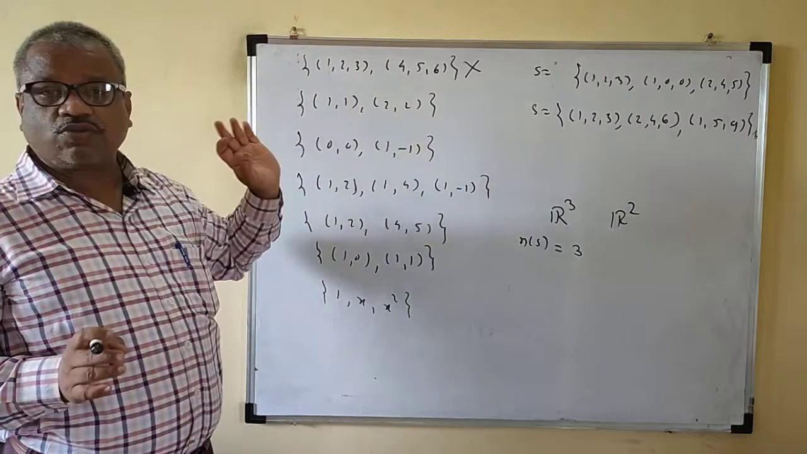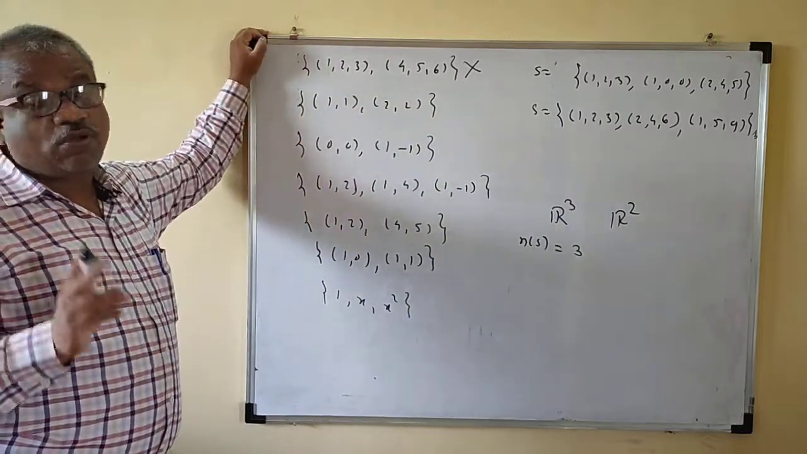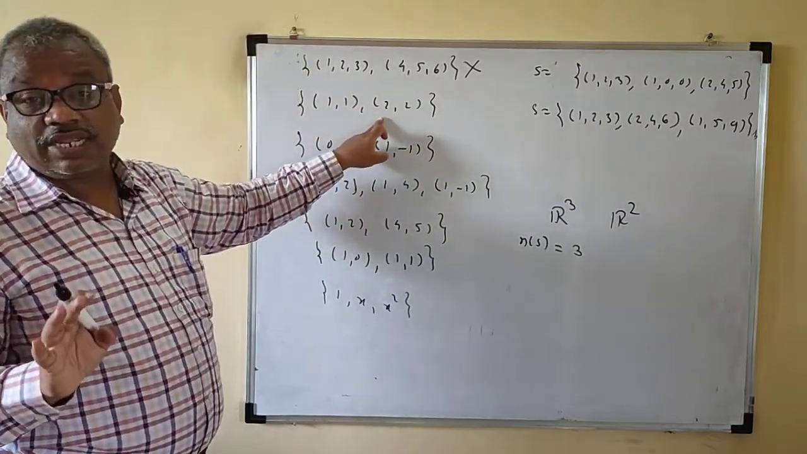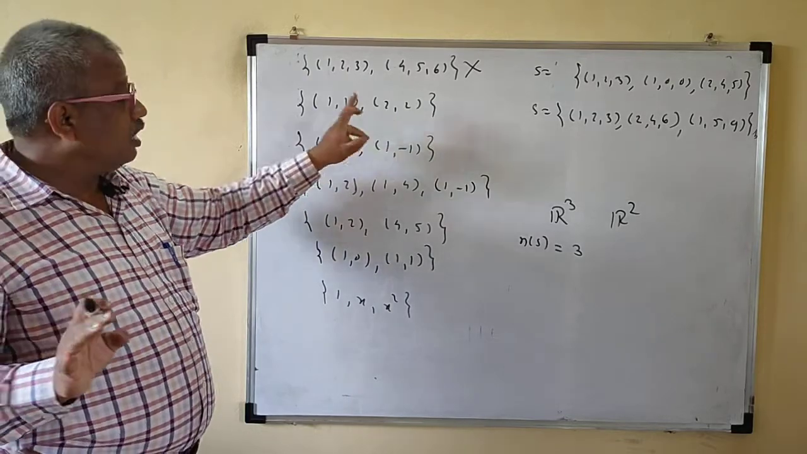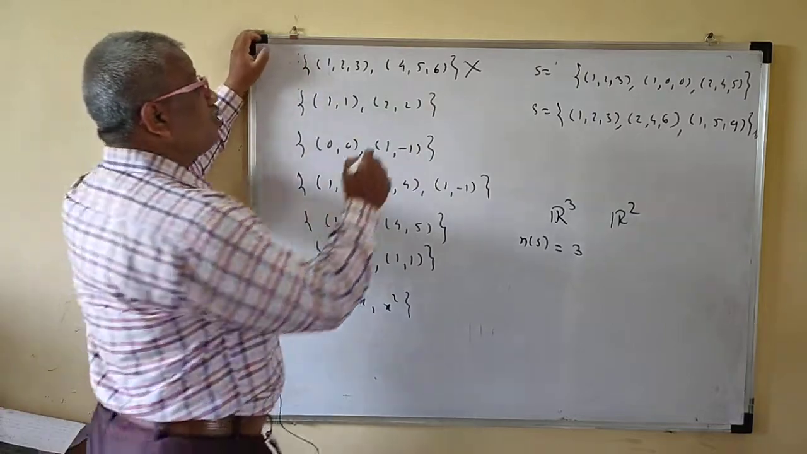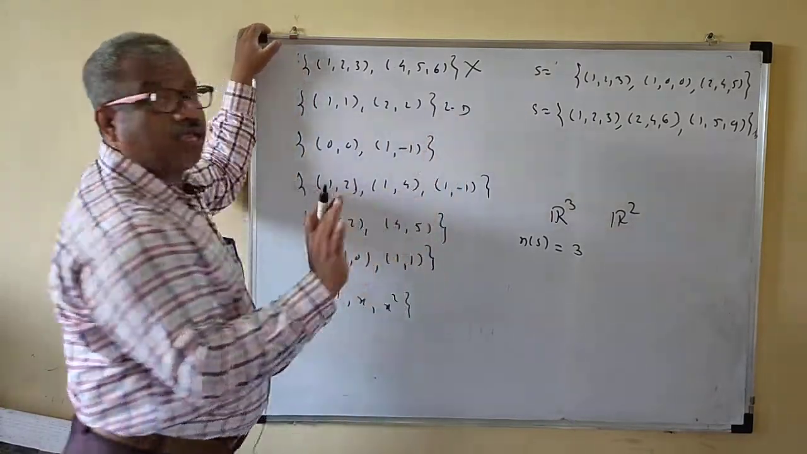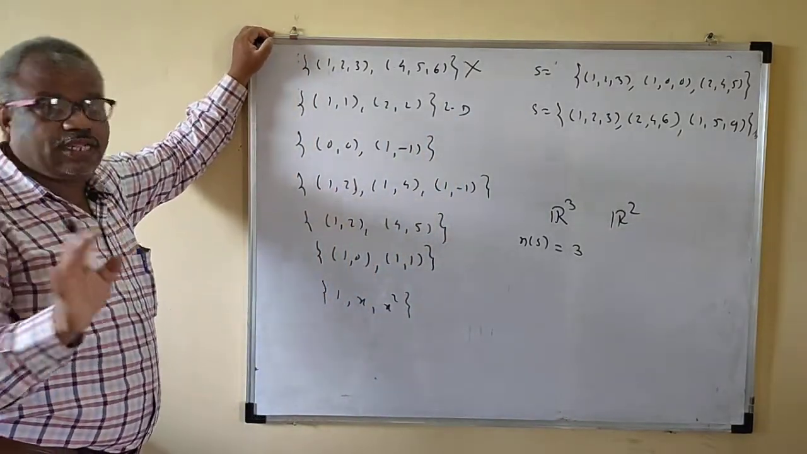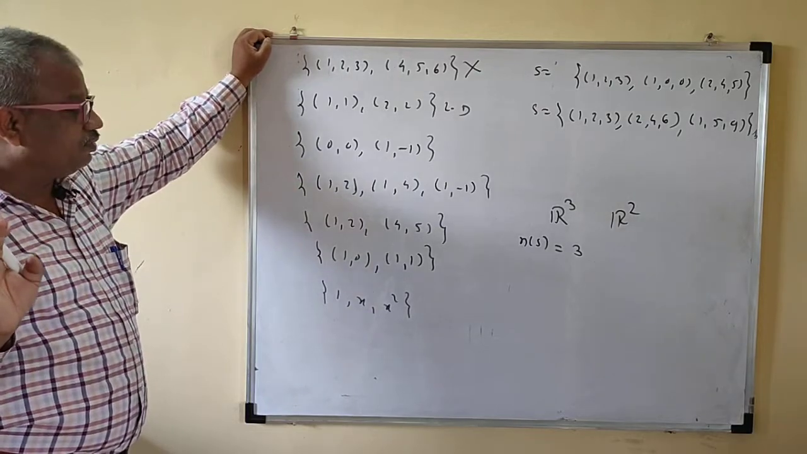Okay. So this is a set containing 2 vectors, a subset of R2. But see that this is not linearly independent. Why? Because this vector is a scalar multiple of this vector. So this is linearly dependent, and therefore it is not a basis. It contains 2 vectors, but it is not a basis.